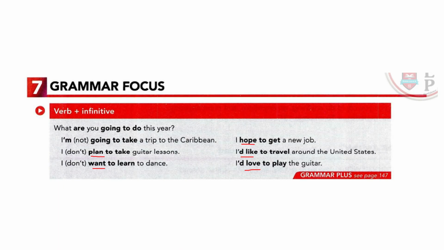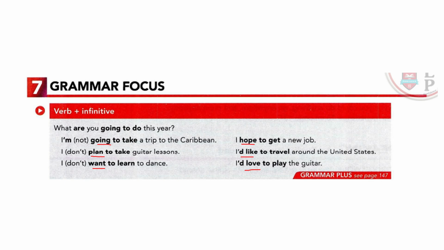If you look at the first sentence, which is a question, what are you going to do this year? That is the question, right? Look at all the possibilities that you have to answer that question. The first one is using going to, right? I'm going to take a trip to the Caribbean. Excellent. I'm going to take. Or I'm not going to take if it is negative.